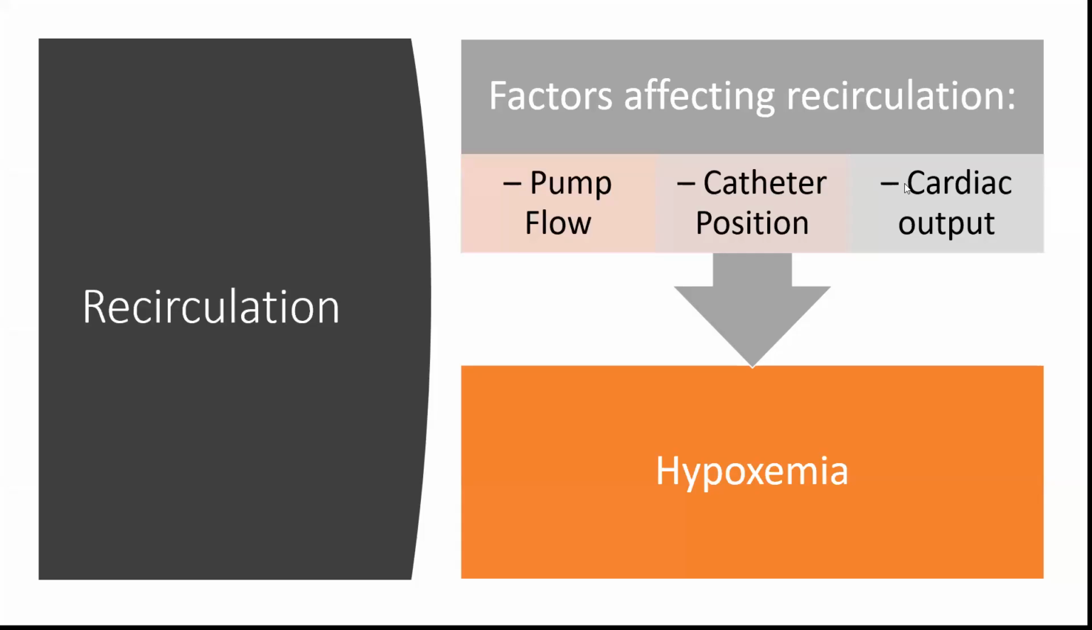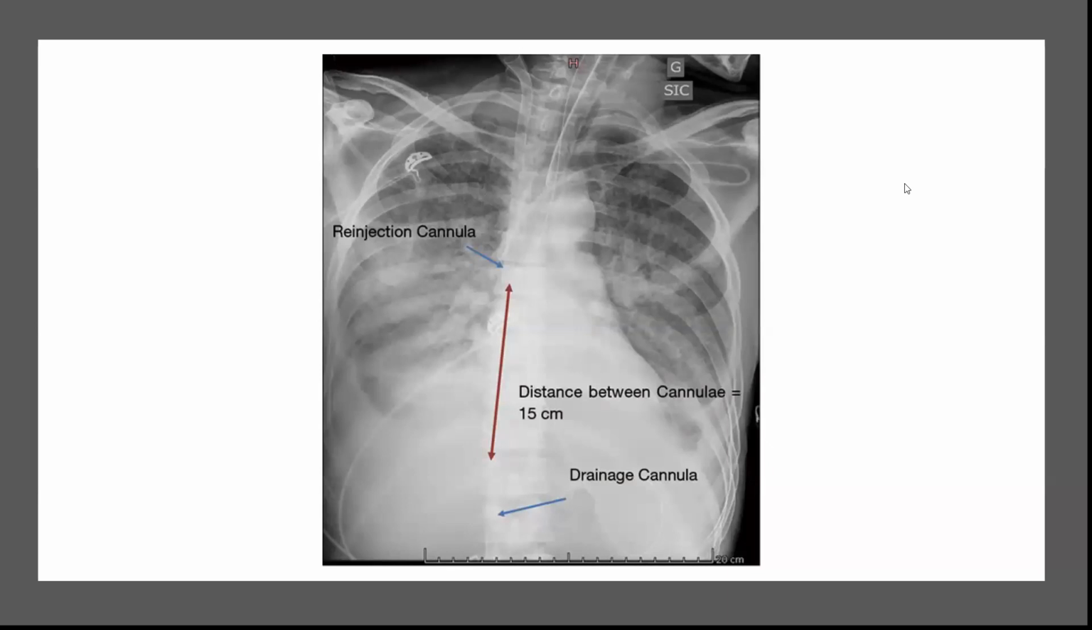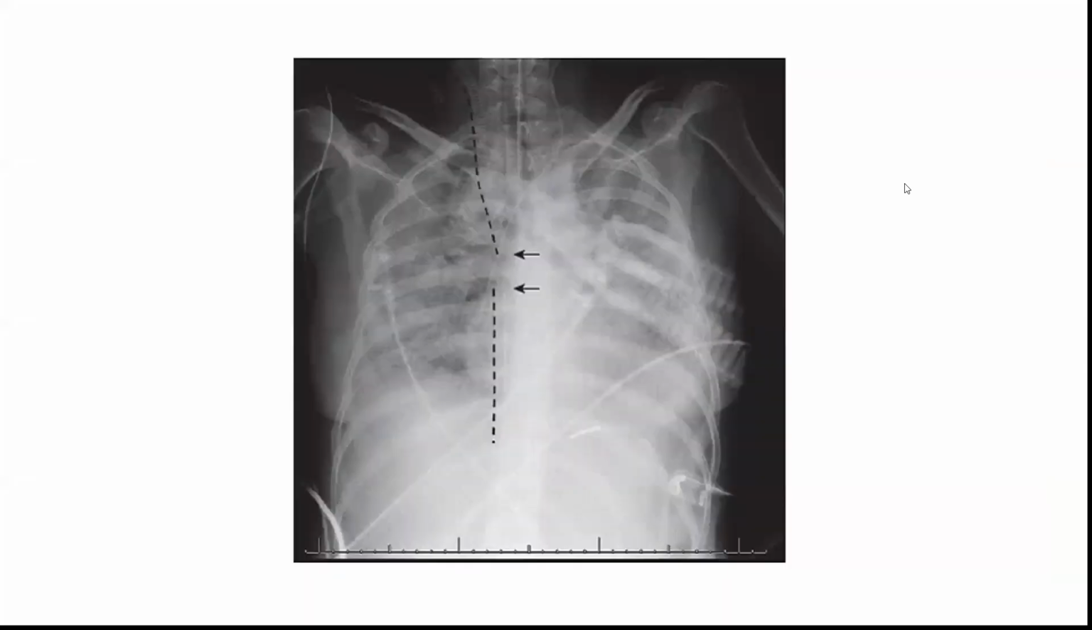Recirculation, we talked about that. It can be a cannula position issue more often than not. And, well, I'll go here. So this is the IJ-FEM configuration, as Hafsa was asking earlier. Generally you have about 15 centimeters between the inflow and outflow cannula. If you get an x-ray and you see the tips of the cannula and they're that close together, that is something that's going to be on the highest differential.